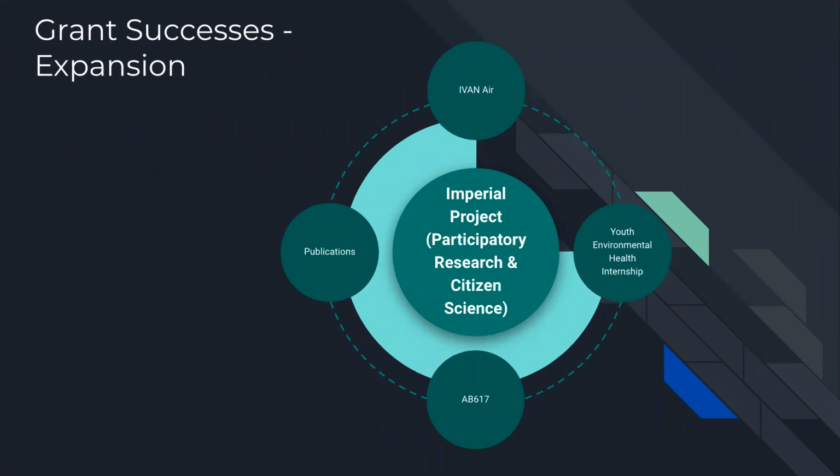We started our own community air monitoring network, which is Ivan Air, which is ongoing right now. It's already operating. It's close to finishing out its 6th year of operations. And we're expanding to almost 80 monitoring sites throughout the county, which is huge. I don't think there's a bigger network that's been active for this long.